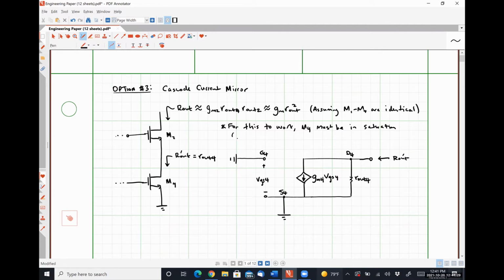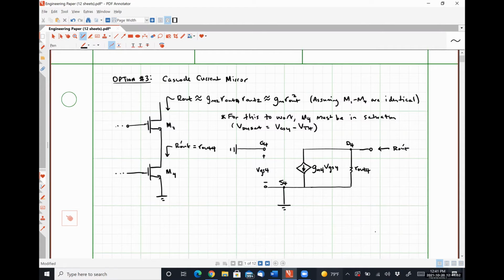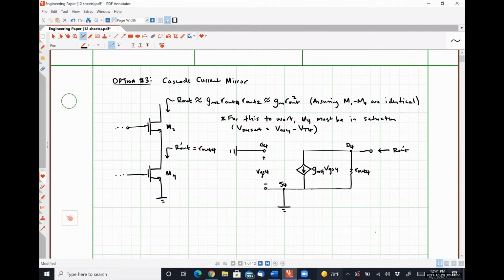which means that VD4 sat will be equal to VGS4 minus VTH. And we'll revisit this momentarily. Right? So we get an increase in output resistance under the assumption that our transistor is in saturation, but this absolutely impacts what's going on in the DC side of things, because it puts restrictions on how we can bias this thing, because we have to force that transistor to be in saturation, right?